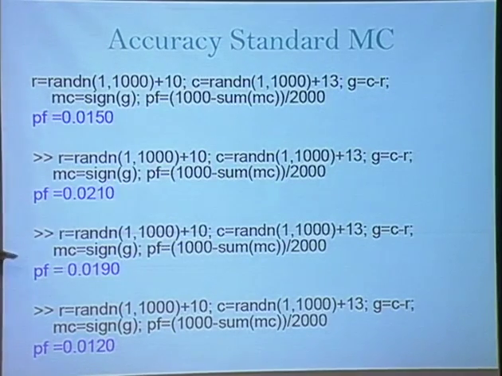And here are 4 instances of the standard Monte Carlo method. And you see 0.015, 0.021, 0.019, 0.0120. First of all, we cannot get more than two digits. And second, you can see that the range is like almost a factor of 2 between the low and the high. Here is what we get with the refined Monte Carlo.